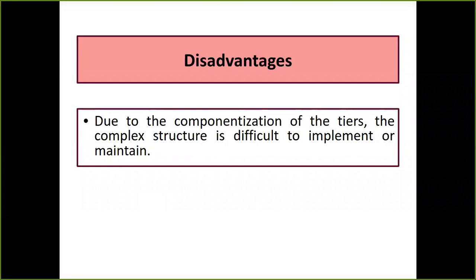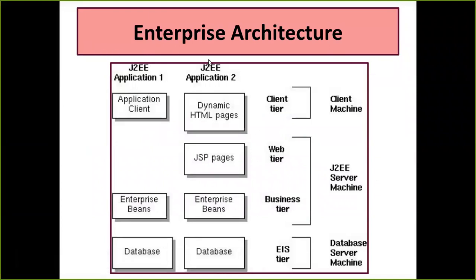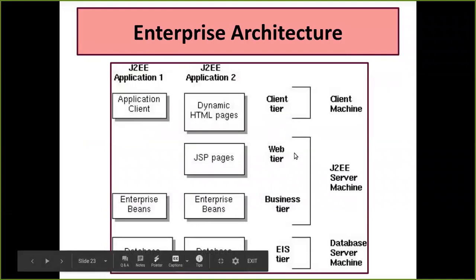Now we have studied system architecture, and we have studied the types of system architecture. This we had yesterday, in your chapter 1. Again, we'll just go briefly over this, not in detail. So we have four layers here, that is your client tier, web tier, business tier, and EIS tier.